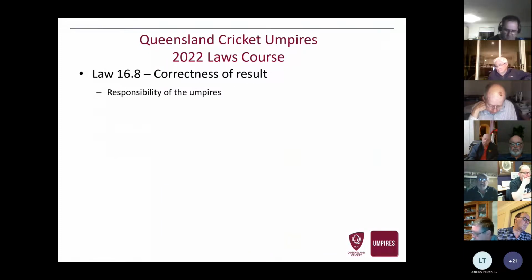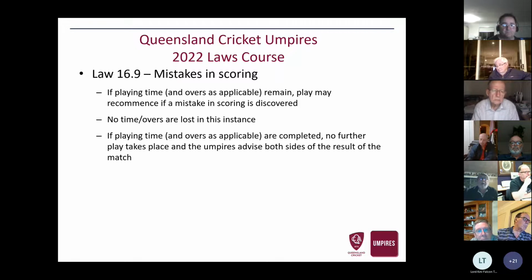As we spoke about last week, the correctness of the result is the responsibility of the umpires, and our job is to ensure the correctness of scores, which falls into Law 16.9, around any mistakes in scoring. So in the event that we come off the ground at the end of the game, or what's perceived to be the end of the game, and we work out that in fact the scorers have recorded two 6s that should have been 4s.